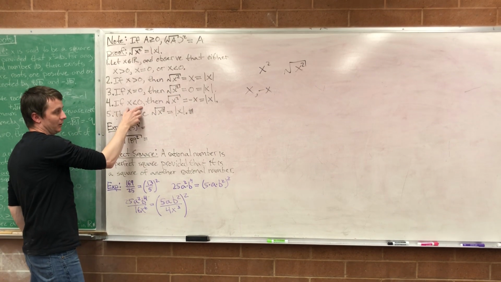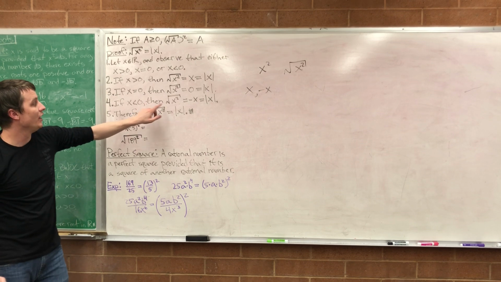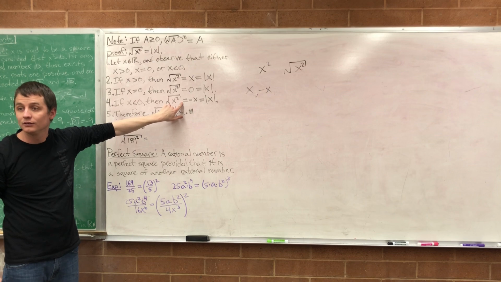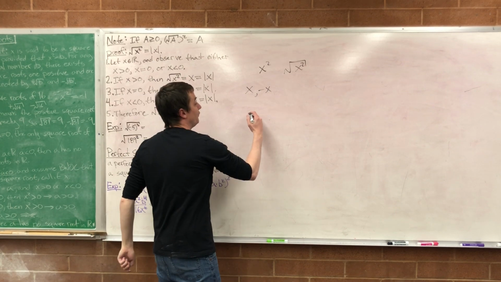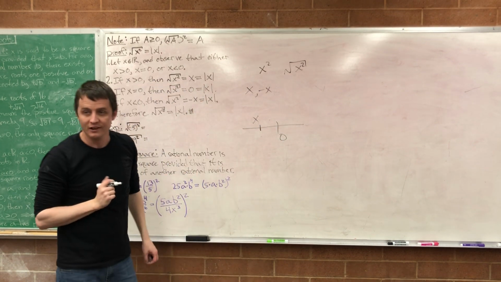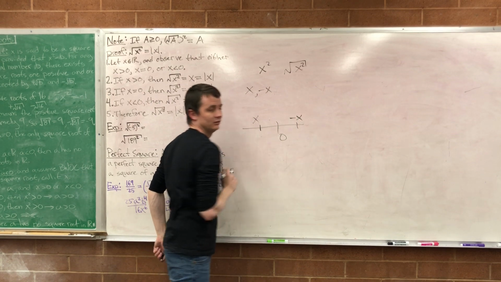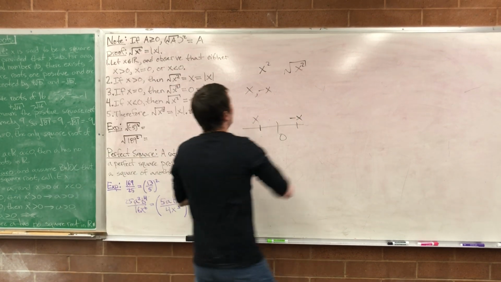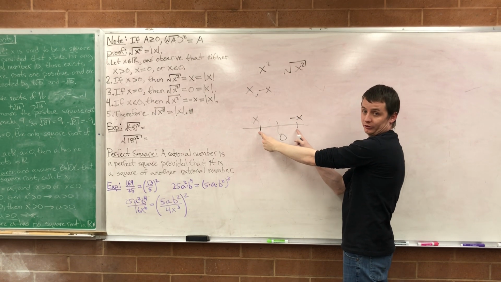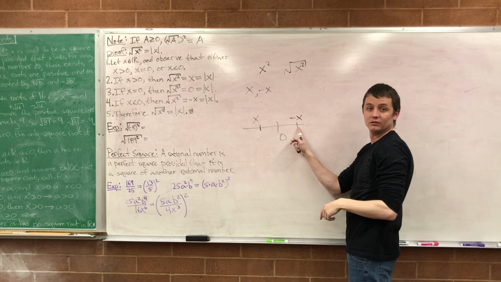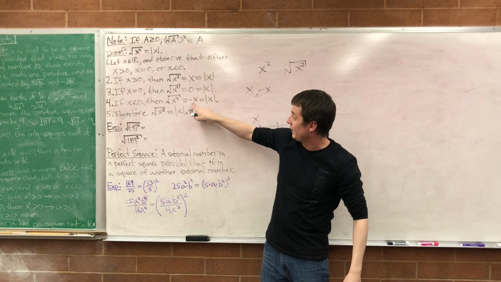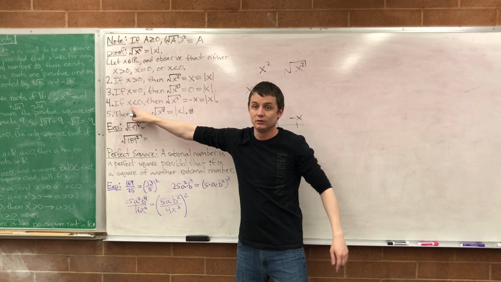What about if x is less than 0? If x is less than 0, then what's the positive square root of x squared? Negative x. Remember that if we have our number line, here's 0. If x is somewhere over here, then negative x is over here, right? So the positive square root of x squared is which one of these two numbers? Negative x. It's the positive number. So the positive square root of x squared is negative x, since x is a negative number.